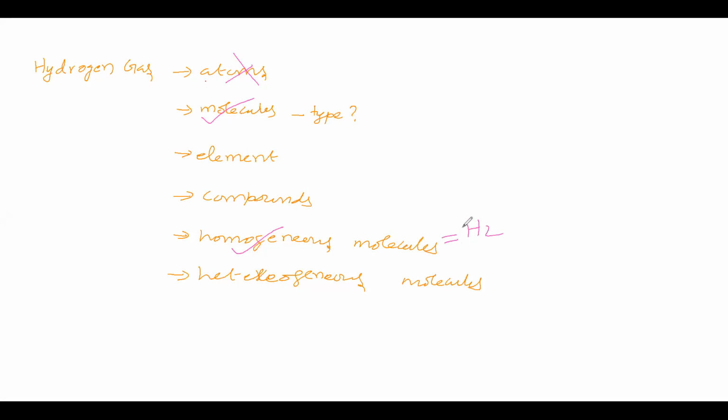H2 means it contains the same type of atoms. Therefore, we need not say heterogeneous. Hydrogen comes under homogeneous molecules, and the formula is H2. It comes under diatomic because the molecule contains two atoms. In this hydrogen molecule, the same type of atoms are present. Therefore, we can call this an element but not a compound.